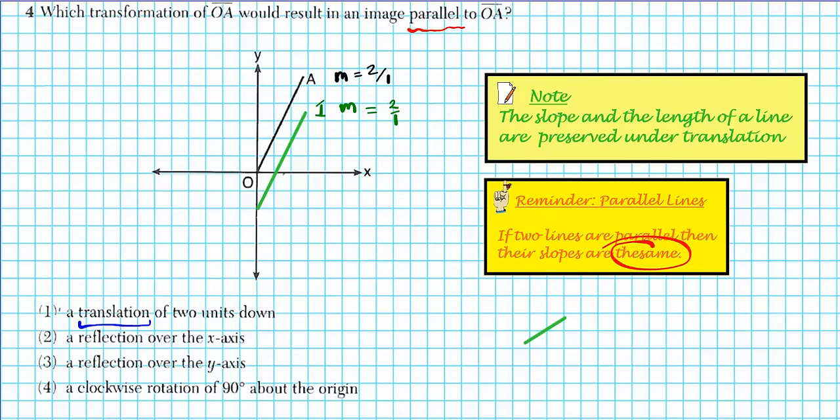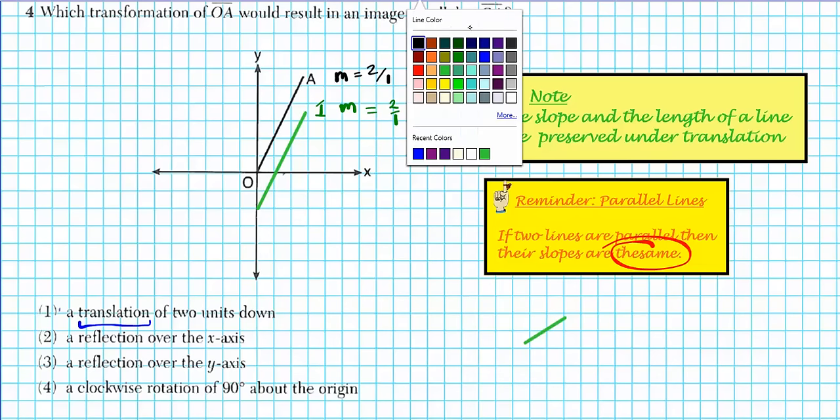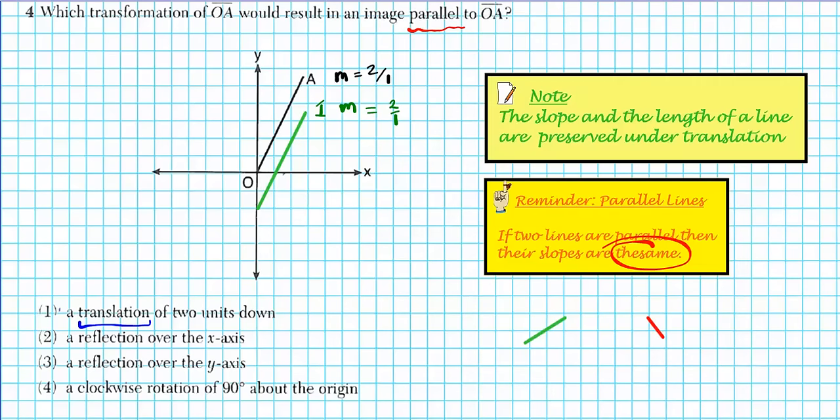We have a reflection over the x-axis. What will that look like? So if you reflect over the x-axis, it's going to look something like this. Make it a red line this time. So reflection across the x-axis there. Okay. So there you have it.